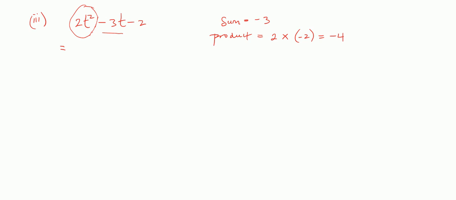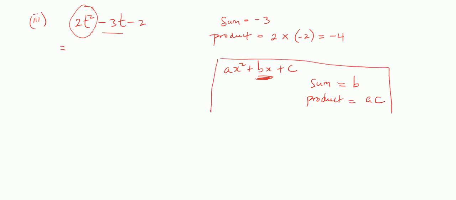Right? So let me just backtrack a little bit here. When you have an expression in the form ax squared plus bx plus c, we can replace this middle term here, the bx, by finding two numbers whose sum is equal to, in this case, b, and whose product is equal to ac, right? So this is something that you have to know as well, right?